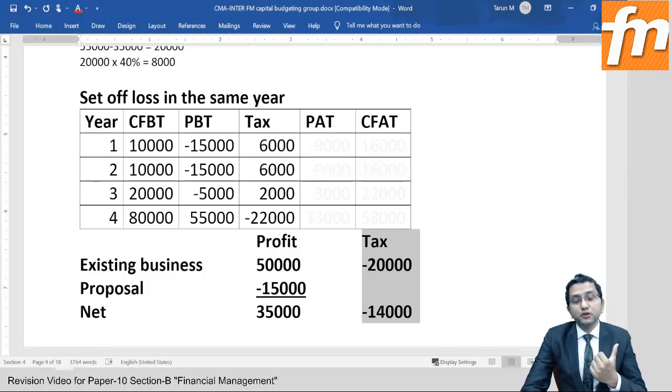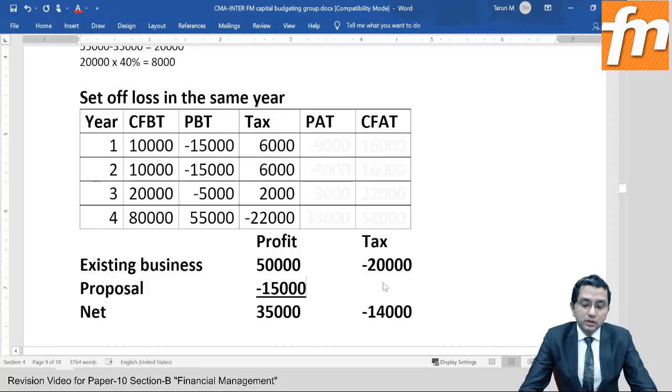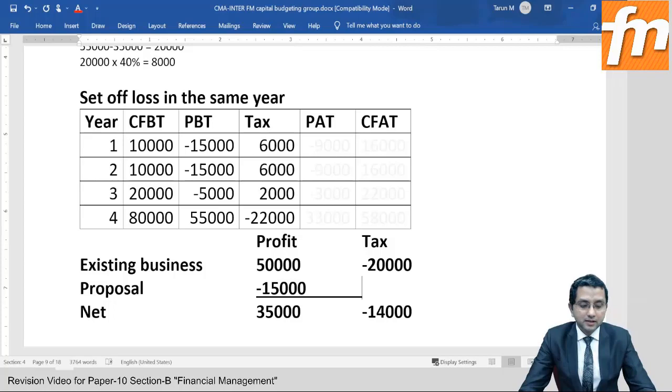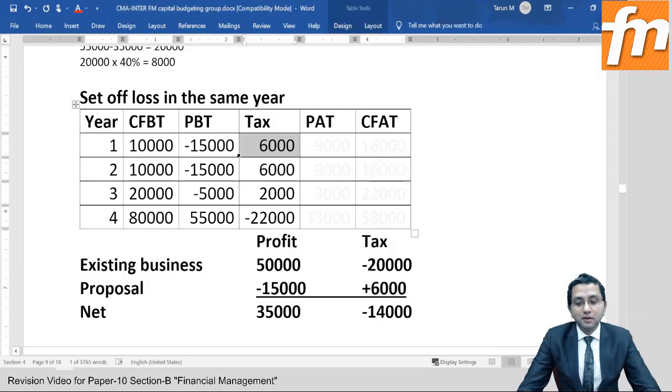But due to this proposal, there will be a loss. It will be set off in the same year. My taxable profit will reduce. My tax burden will reduce from 20,000 to 14,000. This avoidance of outflow is actually an inflow, right? And that's why I said that show inflow of cash. Right, guys?